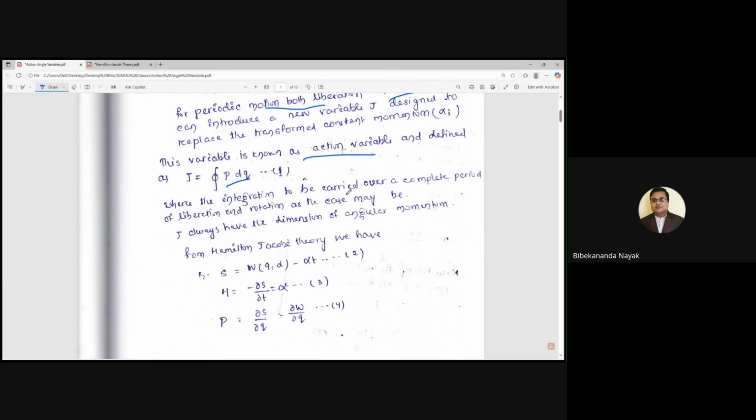Where the integration is to be carried over a complete period of libration or rotation. J always has the dimension of angular momentum. Here J has the dimension of angular momentum.